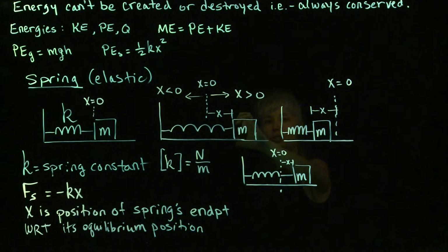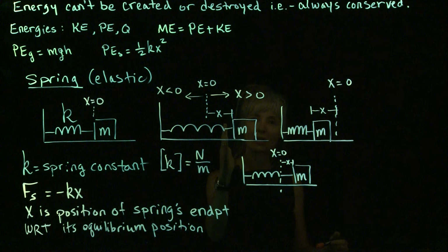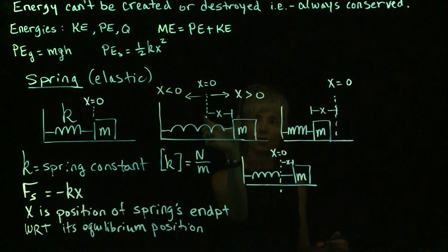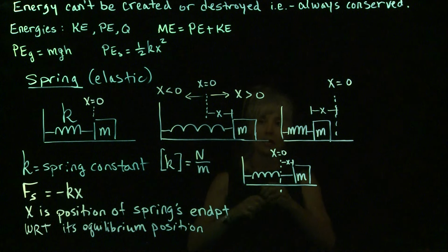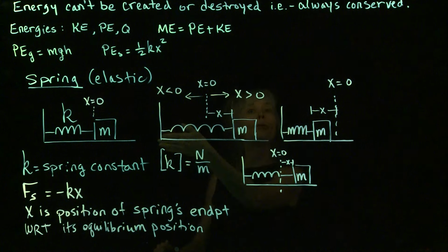So now we stretch this spring away from its equilibrium position and we let go, and what happens? Well, this mass starts to move back toward the equilibrium position, and what happens to x? As we are moving toward the equilibrium position, x is getting smaller and smaller and smaller. And when the mass reaches x equals 0, it doesn't come to a screeching halt. Now it starts pushing the spring, compressing it.